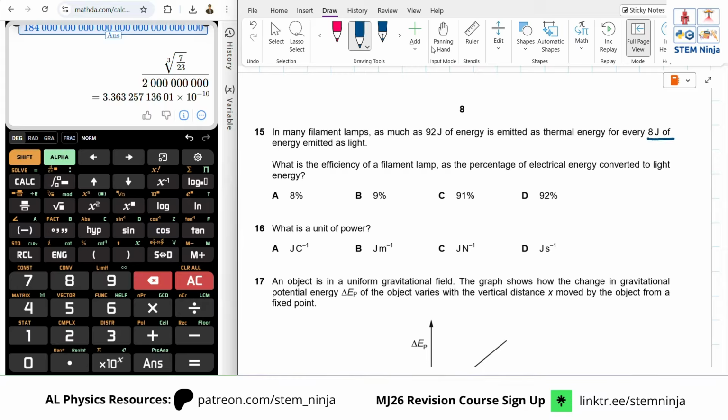In many different filament lamps, as much as 92 joules of energy is emitted as thermal energy for every 8 joules of energy emitted as light. What is the efficiency as a percentage of electrical energy converted to light energy? So 92 plus 8 is 100 joules, and 8 joules is converted into light, so I don't think we have to do anything. This is just 8%.